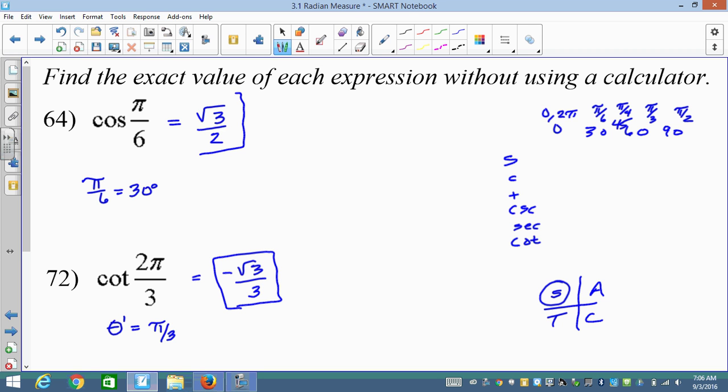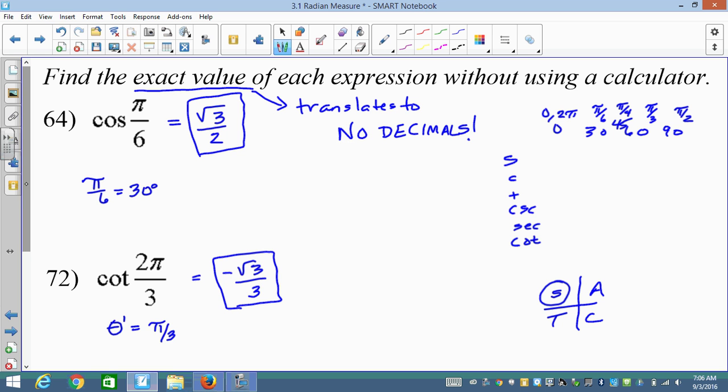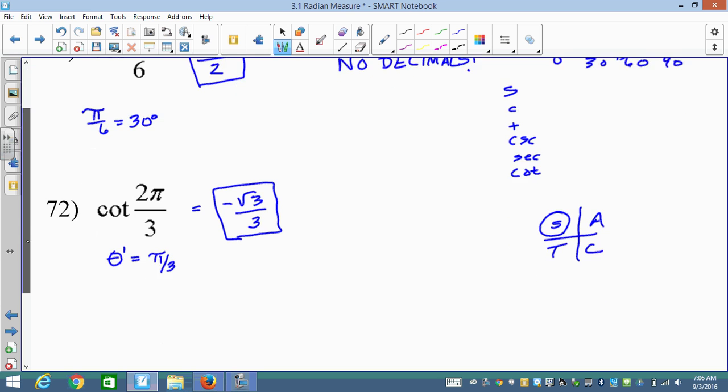Now, this is what I get to throw out there. Anytime they say exact value, that translates to no decimals. You will get marked wrong if you give me decimals, because I'm not going to go in there and figure out what the decimal value is.